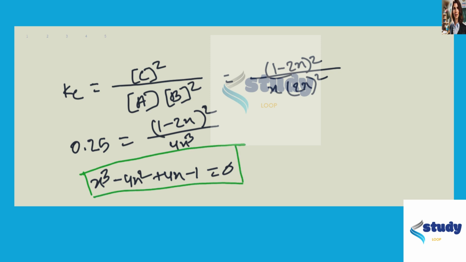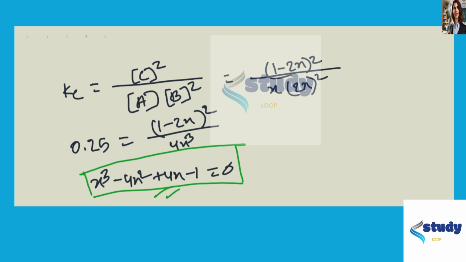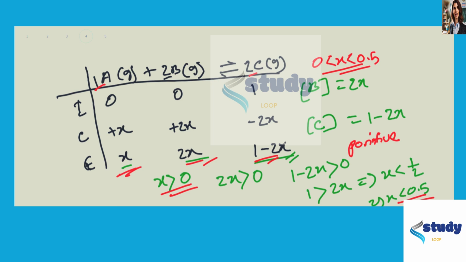Now in part D, we have to estimate the solution of x by plotting the cubic equation in the allowed range of x, which we determined in part B. So the range of x is from 0 to 0.5.